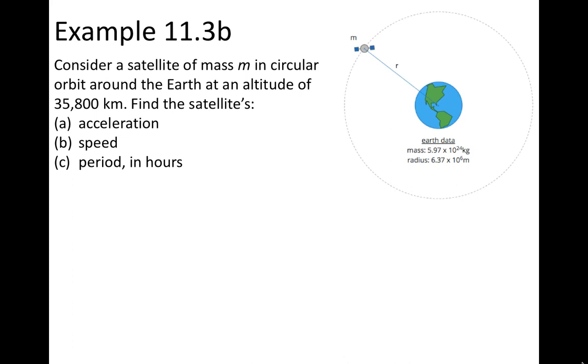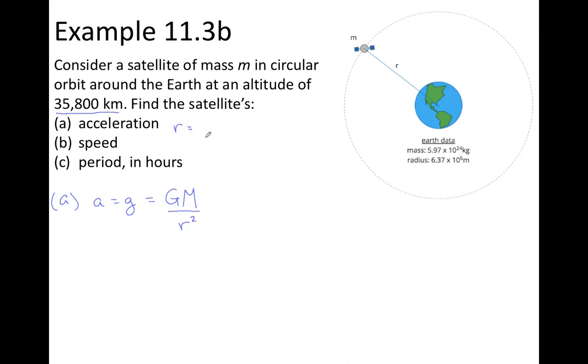For a satellite at an altitude of 35,800 kilometers, an altitude is the distance from the surface. So part A wants us to find the acceleration. The acceleration, as stated before, is going to equal g, and we had found a formula for g. Lowercase g is uppercase G times the mass of the source of gravity, in this case the mass of the Earth, divided by the distance from the Earth's center squared.